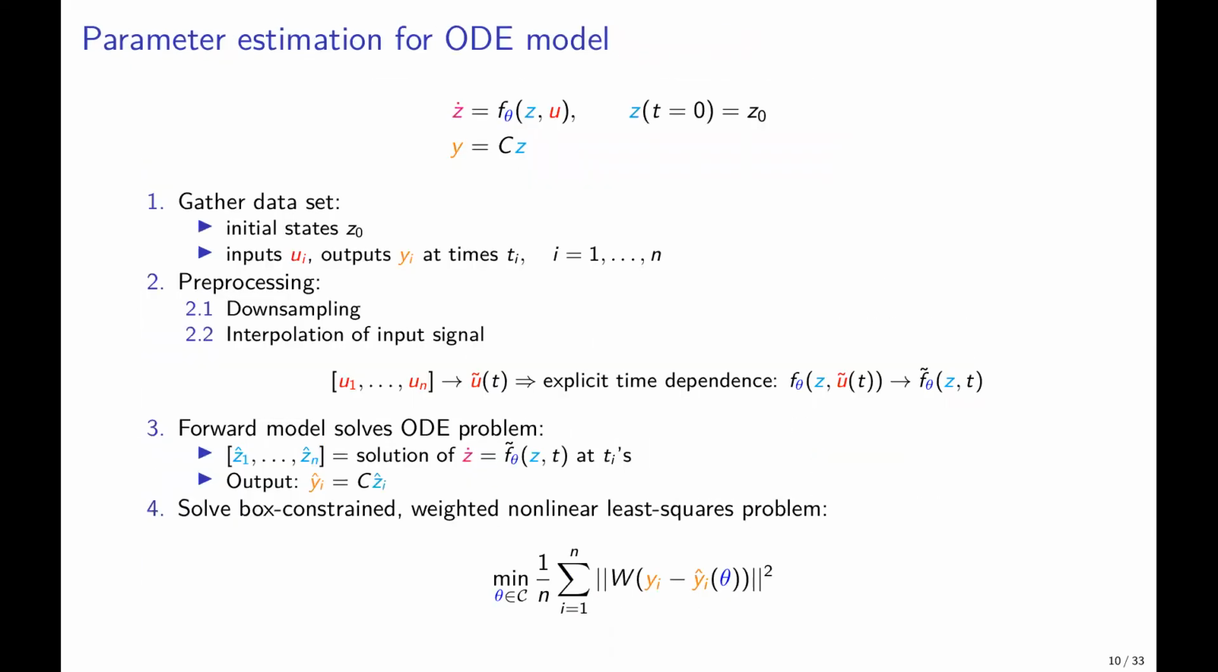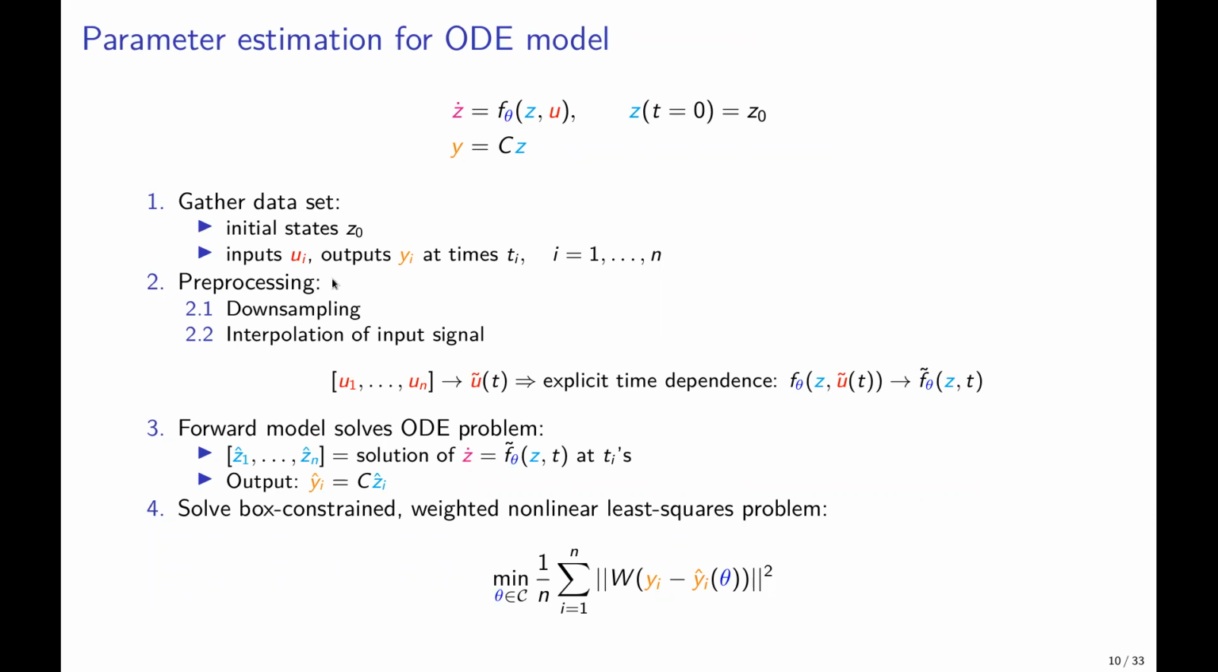Okay. Now we made a measurement, and we want to know how can we estimate the parameters of the system. And here I want to quickly explain how you do this in practice. So we gather a data set. This will be the initial state of my system at time equals 0, and the input, and then my outputs. And normally we gather them at discrete times, so there's some discrete time signal.